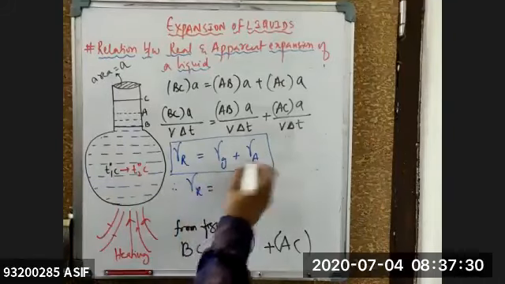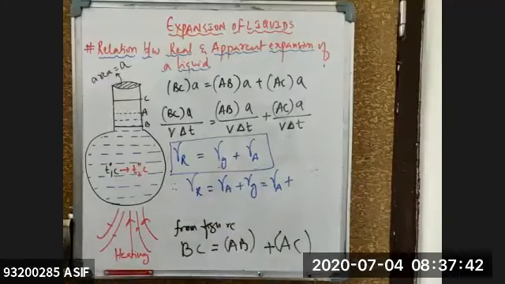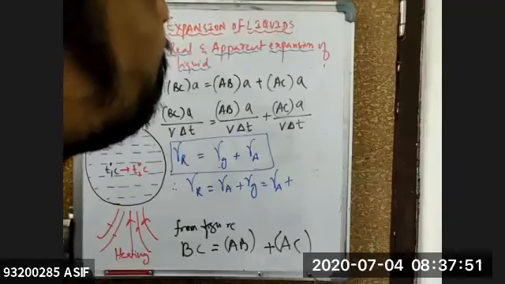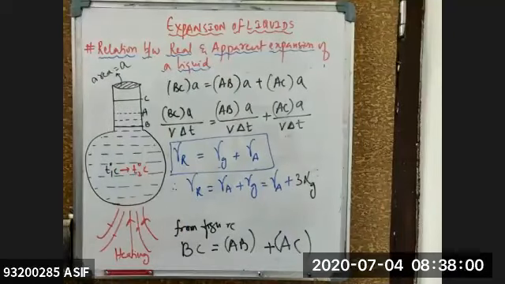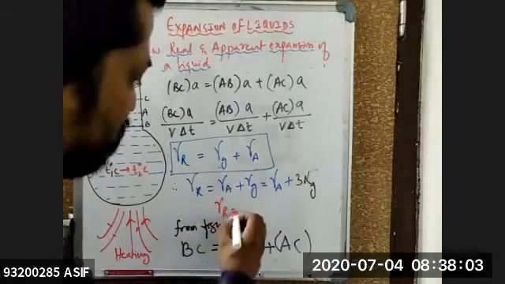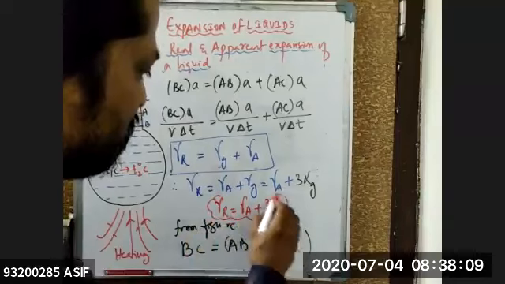So therefore, gamma R is also equal to gamma A plus gamma G. It doesn't make any difference. Can I write gamma of glass in terms of alpha? Yes, three times alpha of glass. Very good. So gamma R is equal to gamma A plus 3 times alpha of your glass. Clear?